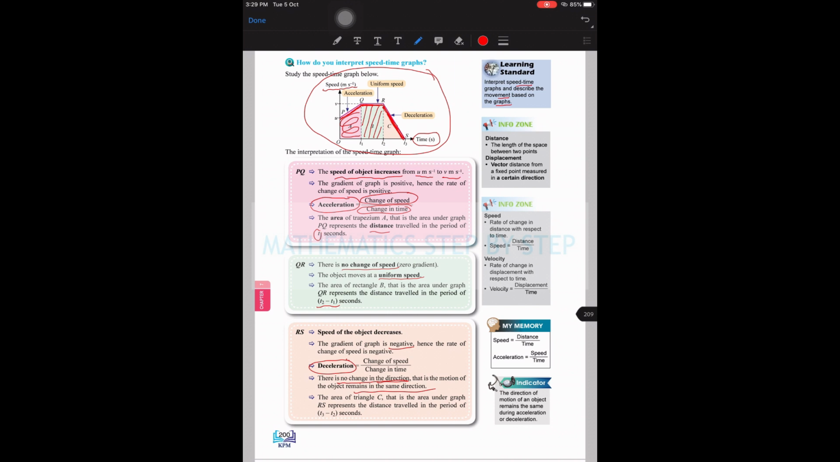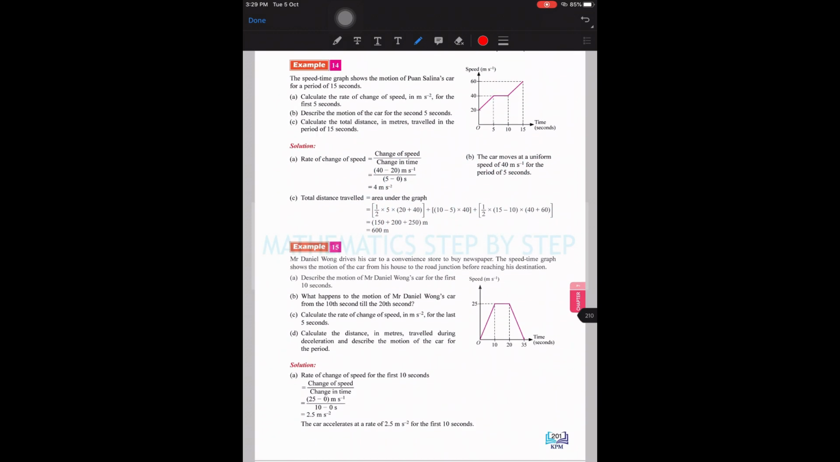So the area under the graph from R to S, which is represented by region C, is the distance traveled in the period of t3 minus t2 seconds. So let us go through example 14 together. The speed-time graph shows the motion of Puan Salina's car for a period of 15 seconds. Part A, calculate the rate of change of speed in meters per second for the first 5 seconds. So we are going to find the gradient of this part of the graph. So 40 minus 20 meters per second divided by 5 minus 0 seconds, so 4 meters per second.